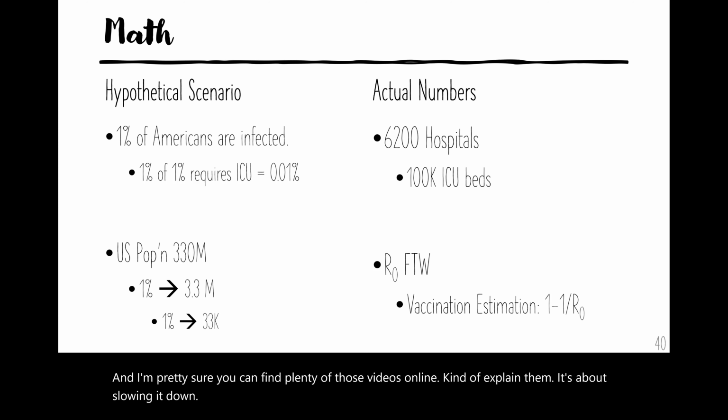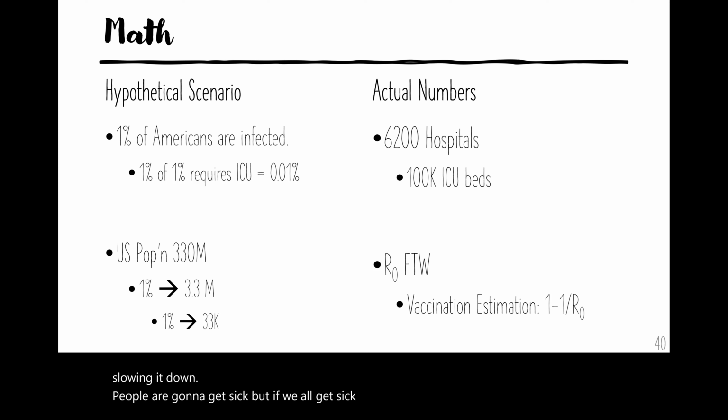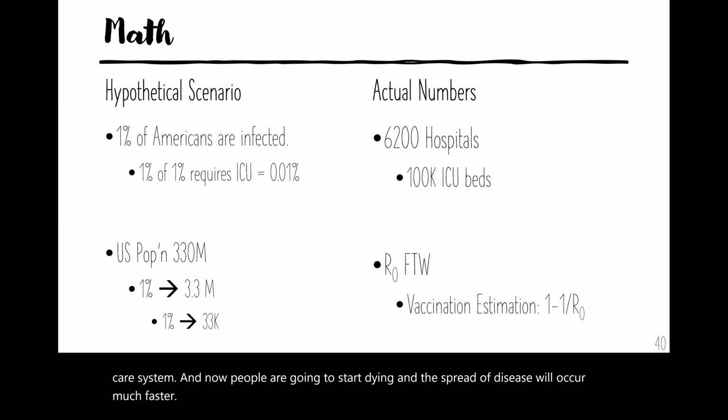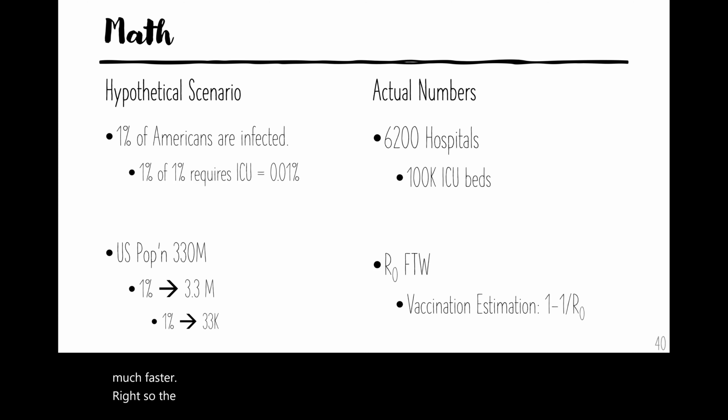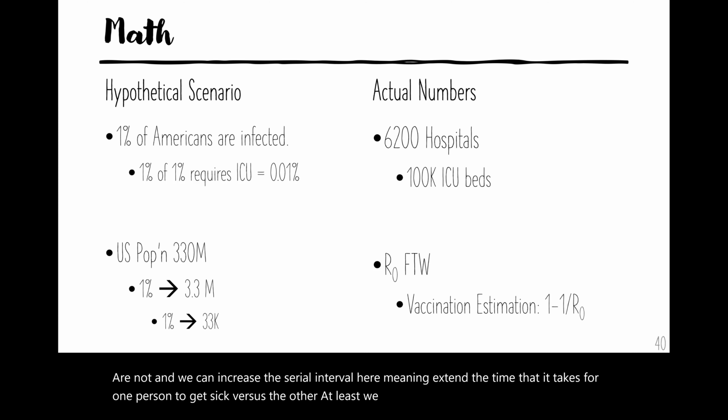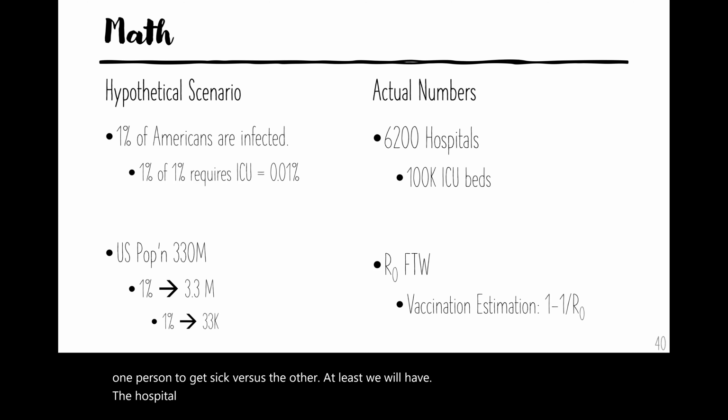It's about slowing it down. People are going to get sick, but if we all get sick at the same time, we will overwhelm our healthcare system, and now people are going to start dying, and the spread of disease will occur much faster, right? So the idea here is if we can at least slow it down, meaning we can reduce our R naught, and we can increase the serial interval, meaning extend the time that it takes for one person to get sick versus the other, at least we will have the hospital care available when needed. So again, it's all about not overwhelming the system, okay?